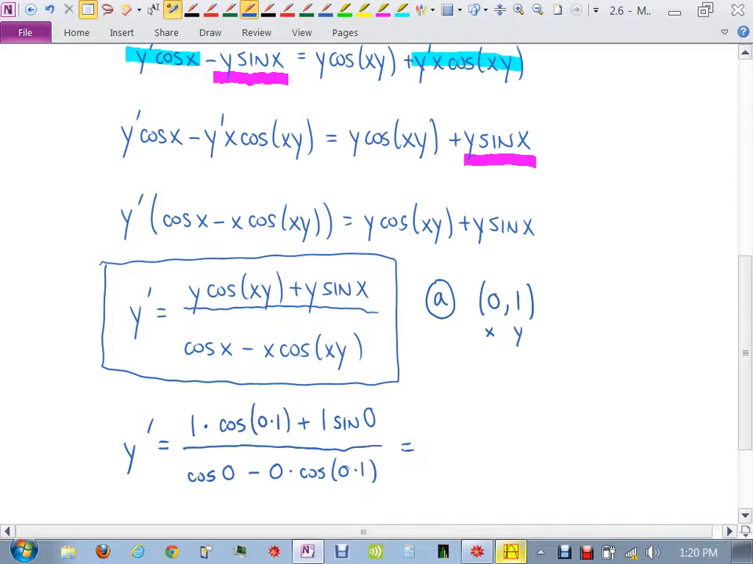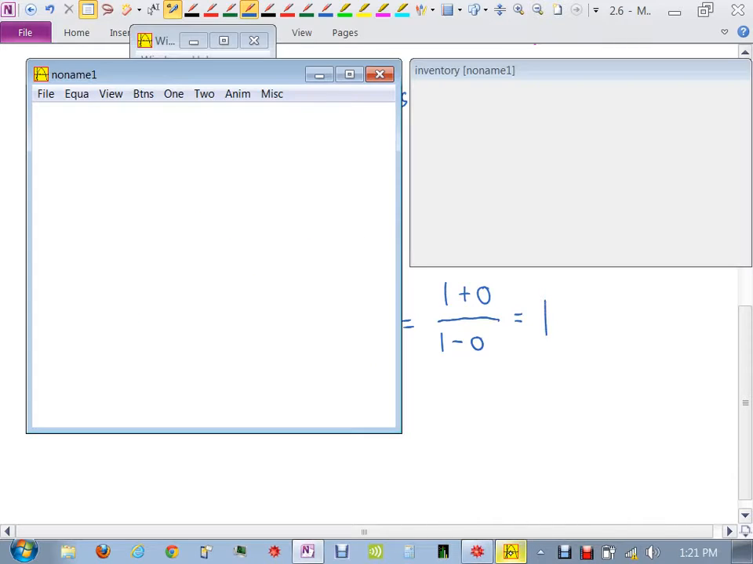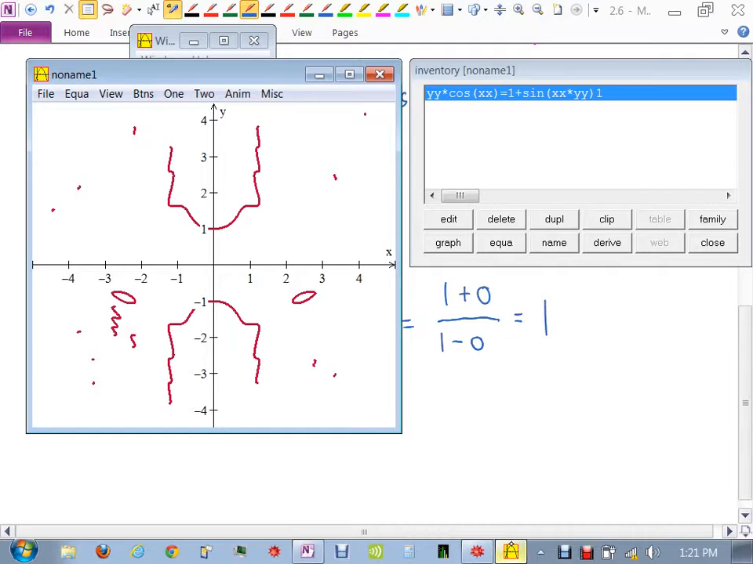All right, so let's see. What's cosine 0? 1. Cosine of 0 is 1. What's 1 times 1? 1. So we get 1, and then plus 0, over 1 minus 0, which is 1. That doesn't look right, does it? Does that look right? It's saying that the slope of the tangent line there is 1. I don't like that. Do you?